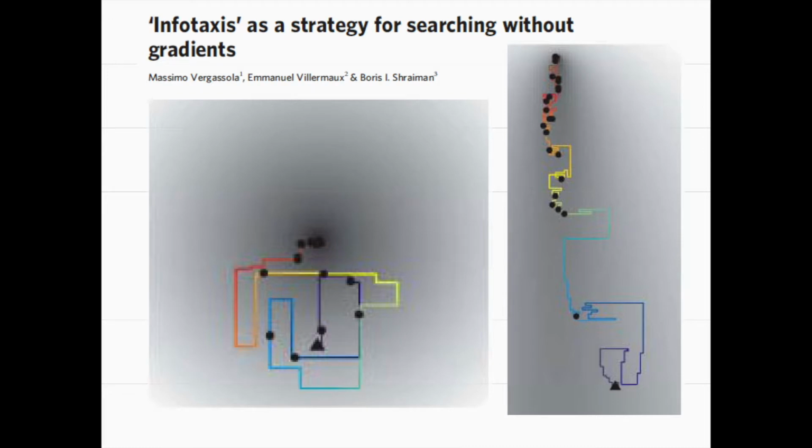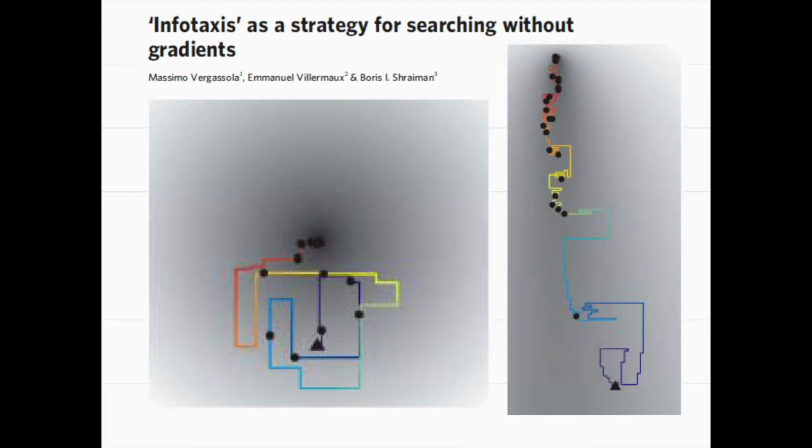But in addition, instead of estimating the gradient and moving in the direction of the largest gradient, one could design a different algorithm called infotaxis, where at each step the searcher chooses their next move according to the degree to which that reduces uncertainty about the target location. And uncertainty we are going to measure as entropy of the probability distribution.